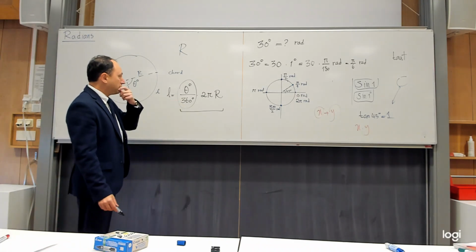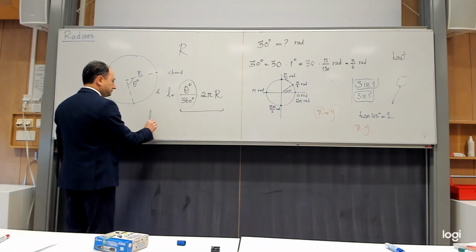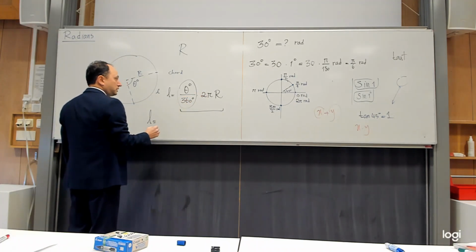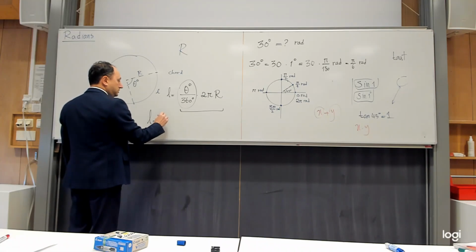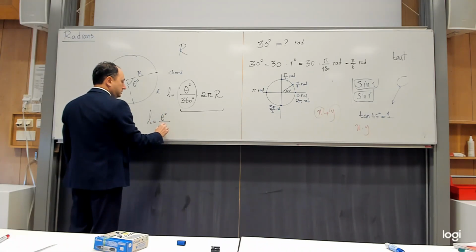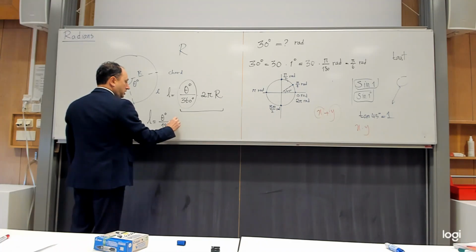But let me now simplify. Can I simplify this a little bit more? Yes. This 2 and that 1 will be cancelled. So it becomes theta degrees divided by 180 times pi times r.